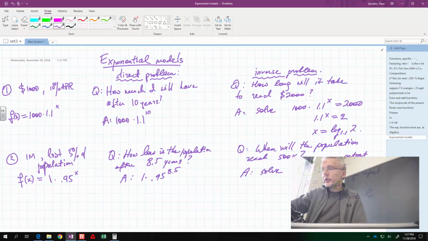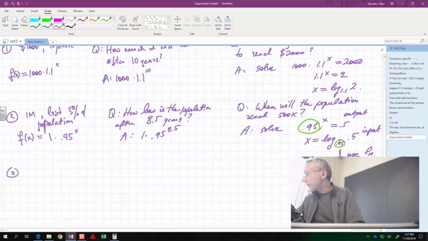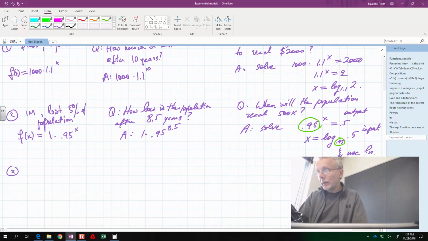And so these are two main models. The third one is radioactive decay. So the situation might be, say, carbon-14 or whatever that is, lost half of its mass after 5,000 years.